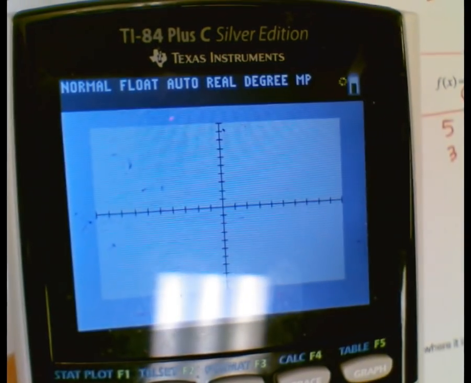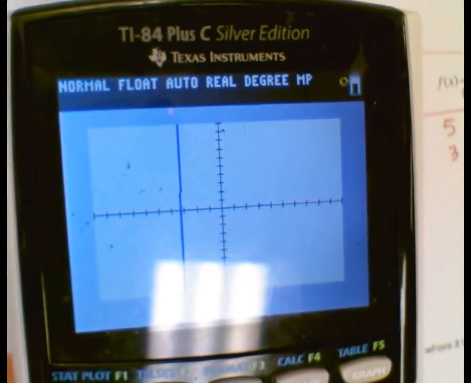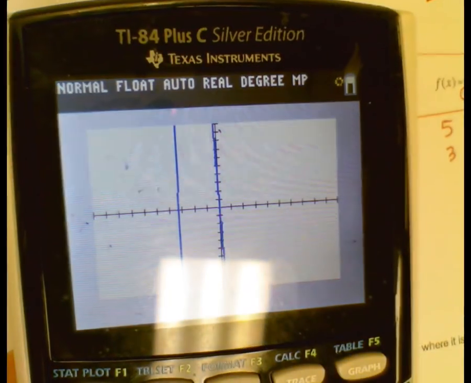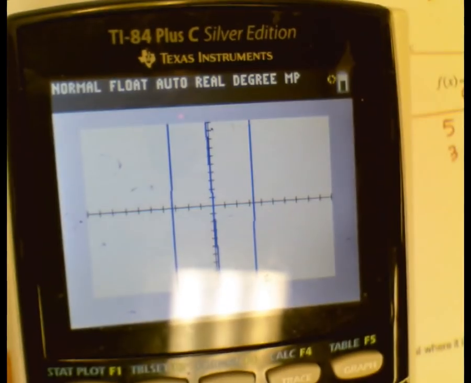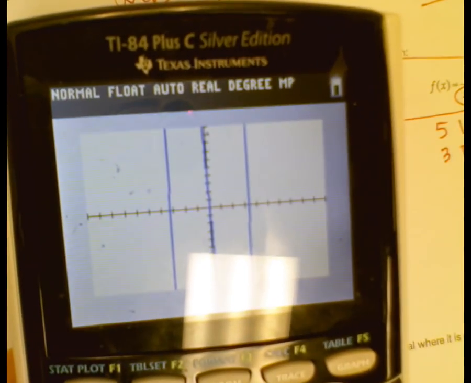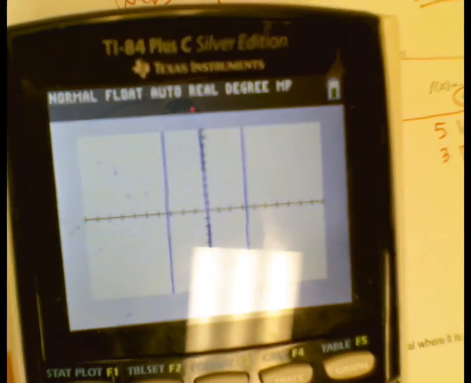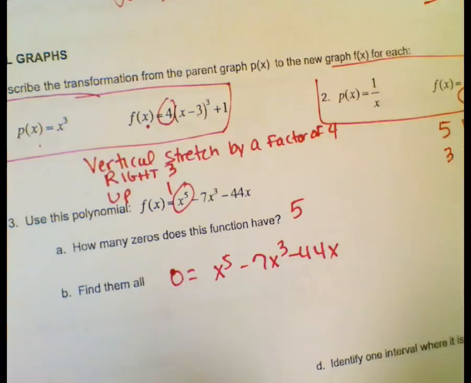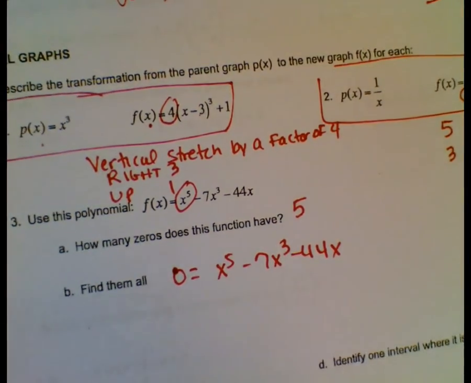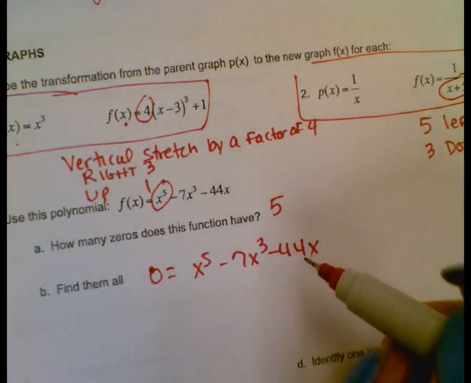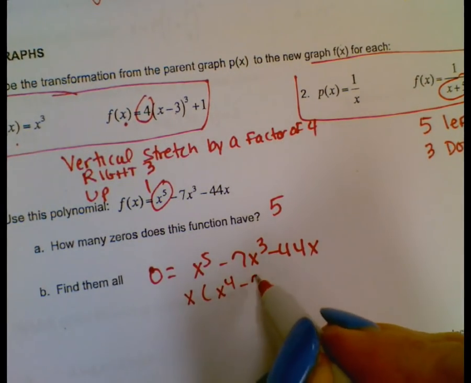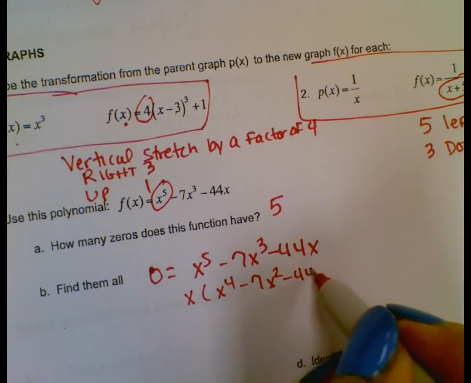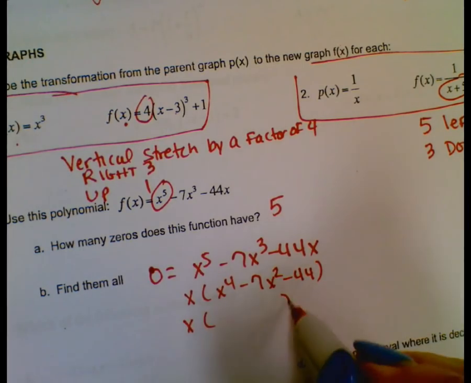So what you're going to see after you punch this in, are we going to see 5 zeros? I see one that's not a good number. That looks like 0. So I see 3, but there's 5. That means 2 of them are imaginary because these are not double roots. So we're going to have to find these imaginaries by factoring. So what we're going to do is just take a GCF out. And then we're going to factor.